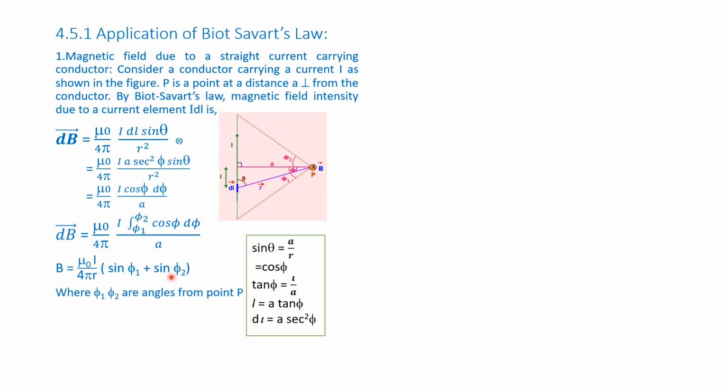This is the equation for magnetic field due to a straight current carrying conductor. Here phi 1 and phi 2 are the two end angles. This is the phi 1. If one end of the conductor is bottommost, the angle subtended from P to the bottom is phi 1. And phi 2 is from P to the top end of the conductor. So phi 1 and phi 2 are angles from point P to the ends of the conductor as shown.